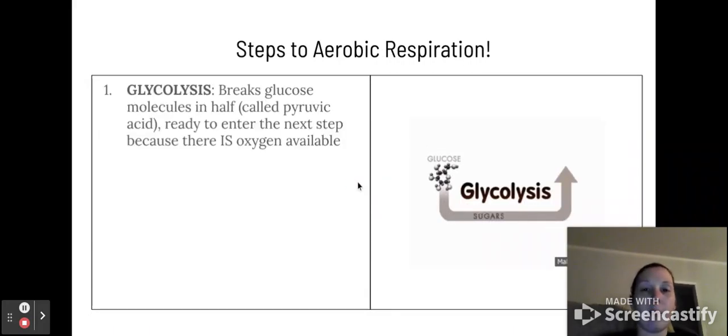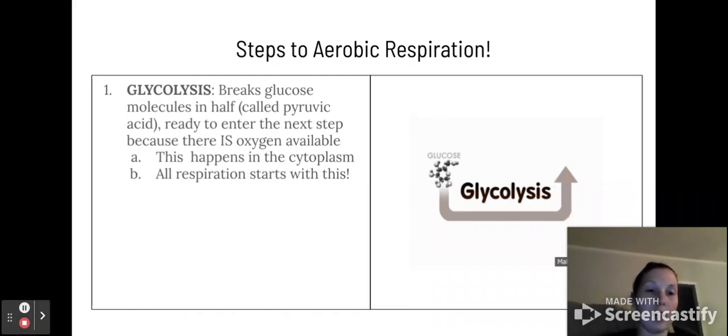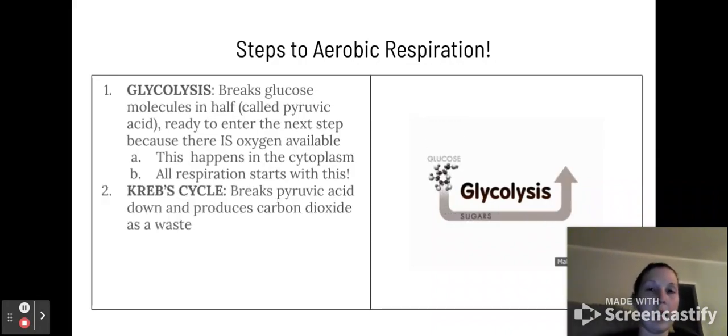So let's first talk about aerobic. And our first step in aerobic respiration is glycolysis. So this is the breaking down of glucose, which is sugar. It cuts it in half, and that actually forms what's called pyruvic acid. This will be ready to enter the next step because there is oxygen available for that to happen. This happens in the cytoplasm of the cell, so in that jelly-like substance. And all respiration starts with this, whether anaerobic or aerobic. But we know the next step says we need oxygen, so that would be aerobic.